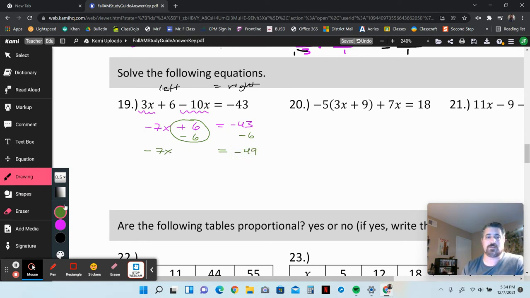Now you want to get the value of x. So how do you undo times by negative 7? You divide by negative 7, not to one side, but to both sides. Remember, whatever you do to one side, make sure you do to the other. And you get 1x is now equal to the answer, which happens to be, in this case, positive 7.